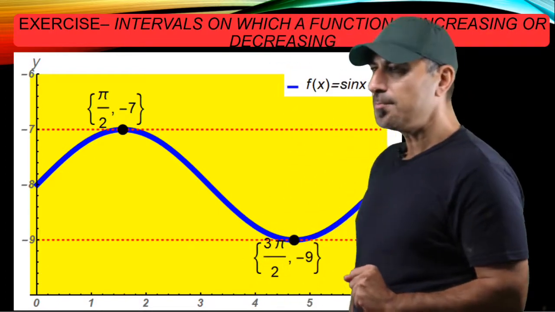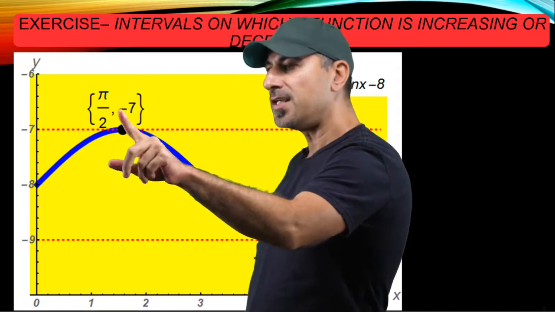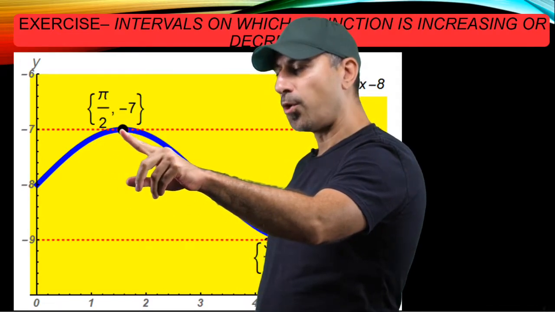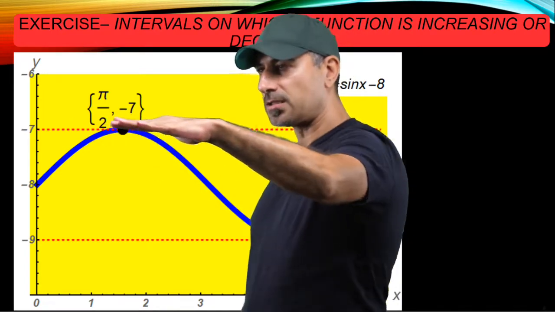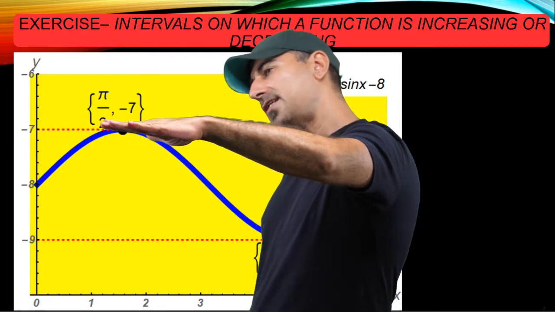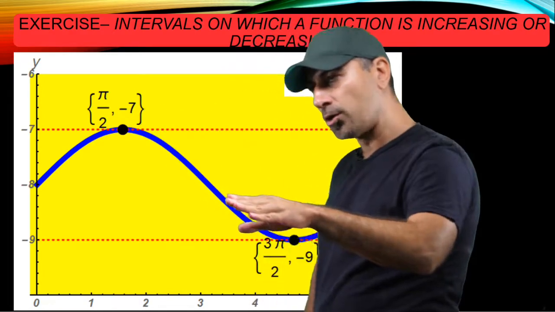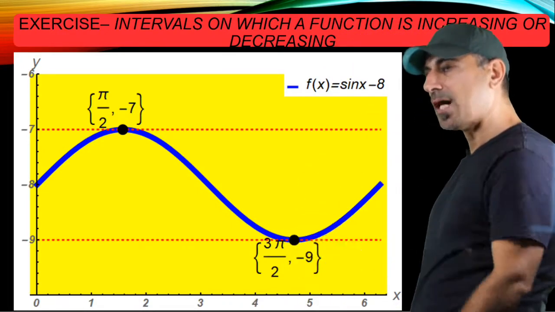As you see, between 0 and pi over 2, the function keeps increasing. And we hit the x-intercept of f prime. So we get to a point where f prime is 0. That means we have a horizontal tangent line. And once we hit that, we made a peak here. So we start decreasing all the way till we hit the next x-intercept, which is 3 pi over 2.